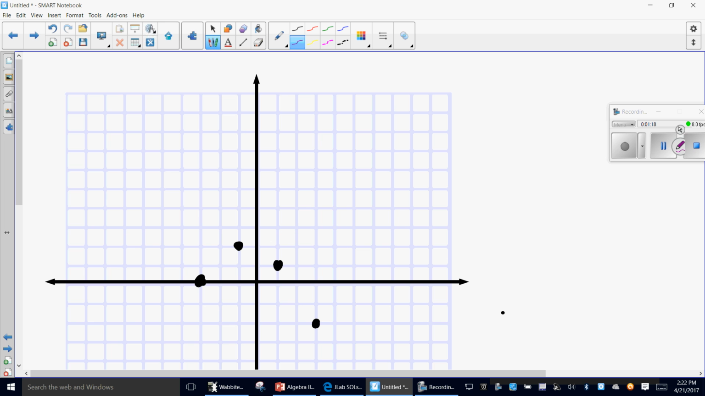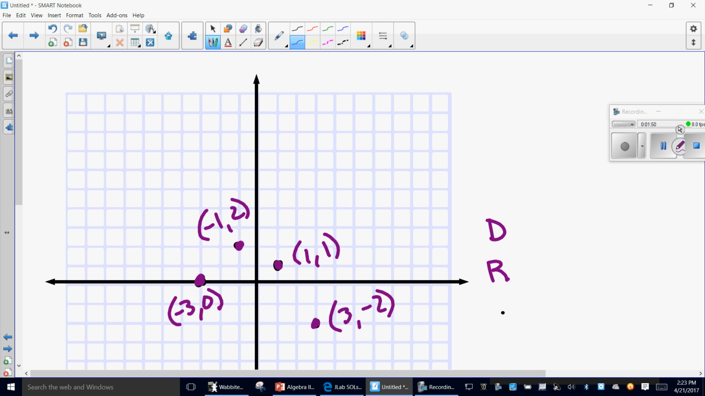If I were going to help those that maybe might not know what to do, what would be a smart thing to start with? Yeah, let's name each point. So if I named this point, what would I name it as? -3, 0. How about this one? -1, 2. How about this one? 1, 1, and? -3, -2.